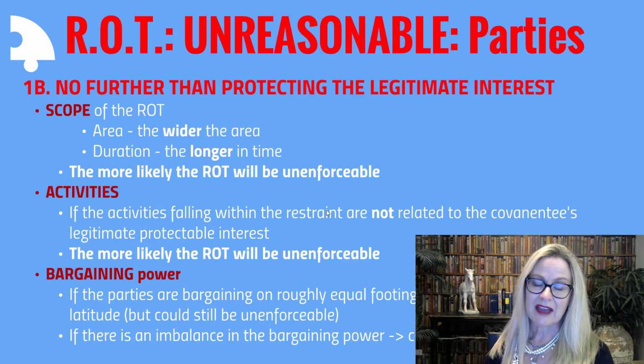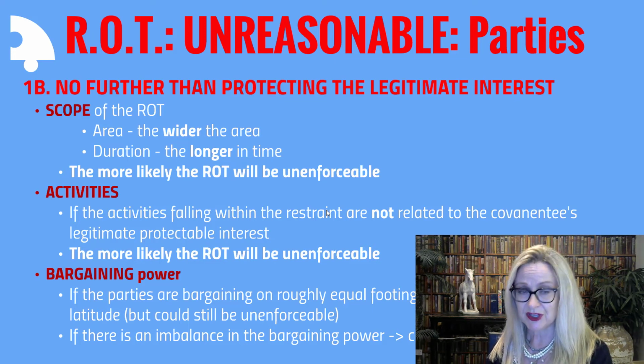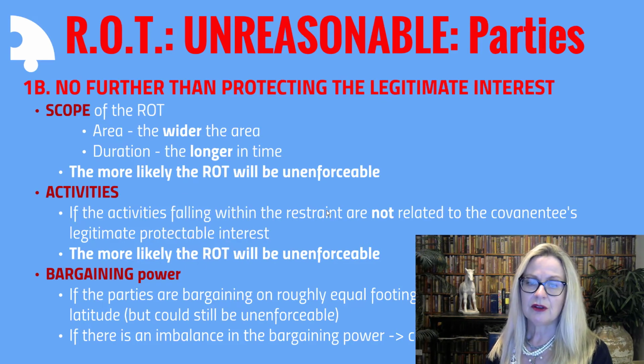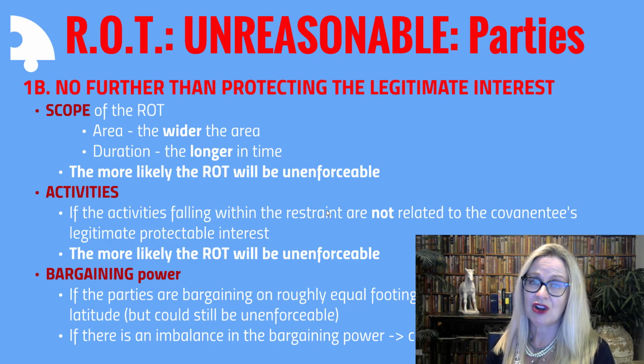In terms of activities, if the activities falling within the restraint are not related to the covenantee's legitimate protectable interest, the more likely the restraint will be unenforceable. So if you recall back to the Atwood and Lamont case that we discussed earlier, where the restraint covered not just the issue of protecting against the employee going elsewhere and performing duties as a tailor, but it also purported to stop them from acting as a milliner, haberdasher, and even a child's outfitter.